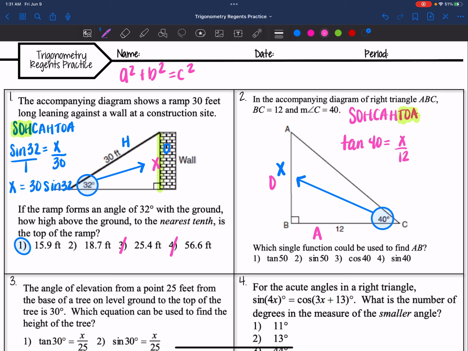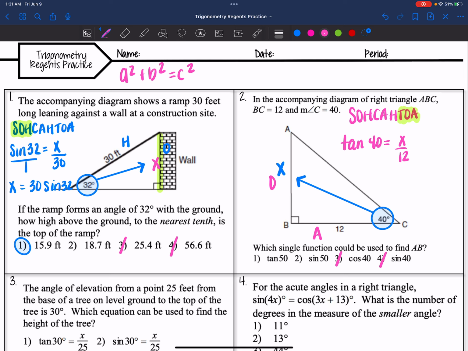Now, if I go down, I don't see tangent of 40, but I know that if I'm using 40 degrees, I have to use tangent. So I'm going to go ahead and eliminate 3 and 4 because I can't use cosine for 40 because cosine needs hypotenuse and so does sine, and I don't have a hypotenuse.